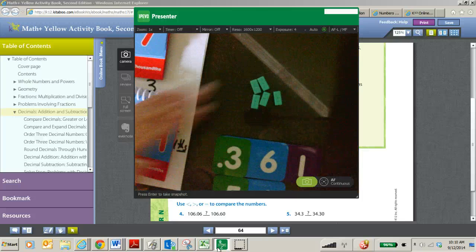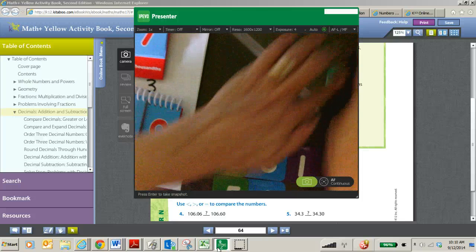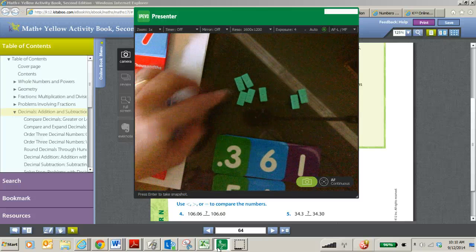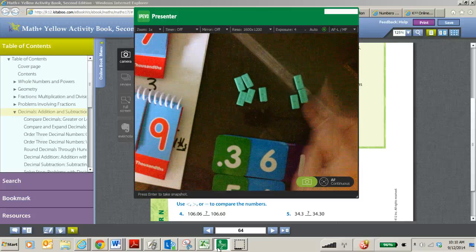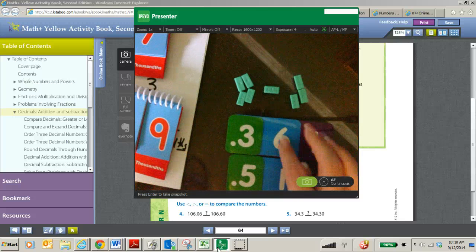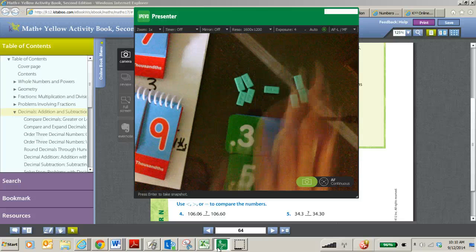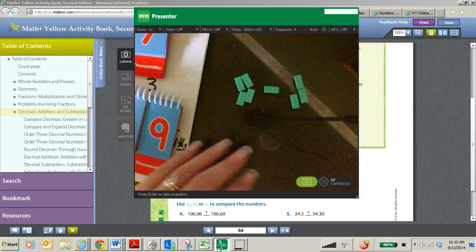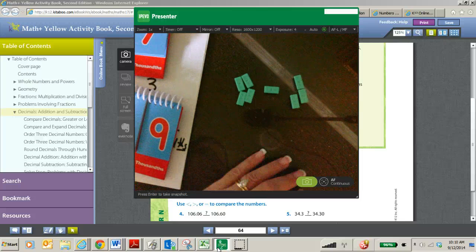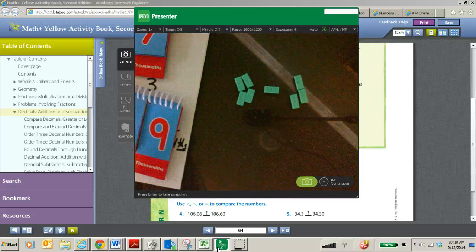We can see that with our manipulatives. We know that here we have 5, and if we had 3, it's much bigger. So we don't even have to worry about the hundredths and the thousandths. So also just continue to keep that in mind as you work with your students. I'm going to get out one more manipulative.